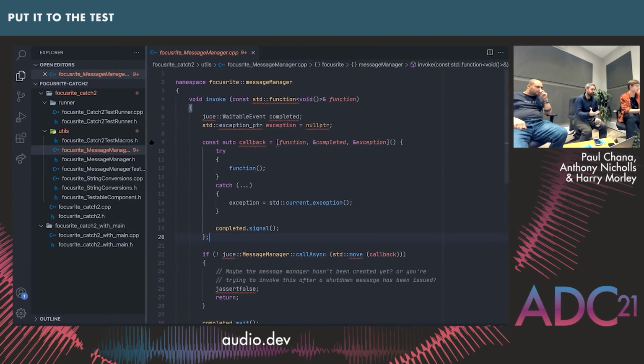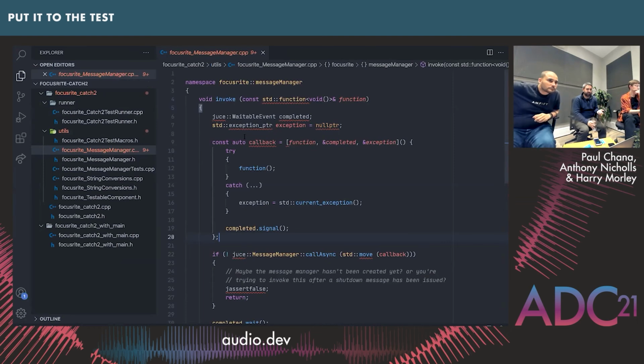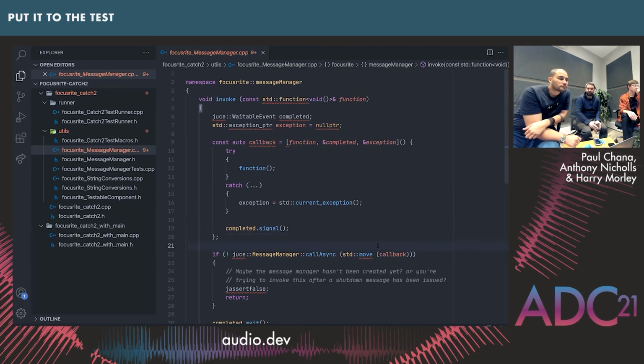In this example, this is basically an invoke function that we run inside some of our tests. It takes another function, so normally we're passing some kind of lambda straight to it. You can see we've got two things. We've got a waitable event, which is JUCE's equivalent to a future/promise style thing. It's something you can signal from some other thread and wait on from a different thread. And then we've got this std::exception_ptr, which is what we use to catch exceptions and rethrow them back on the thread we really want them on.